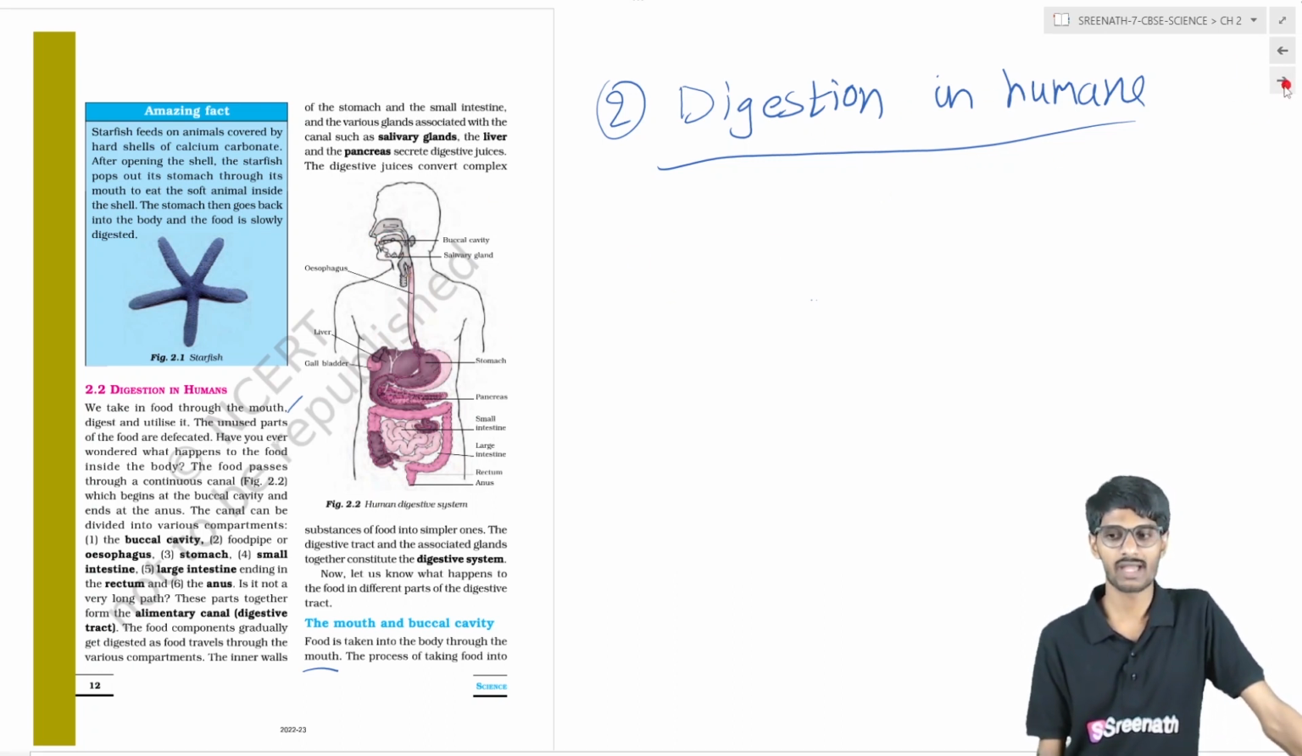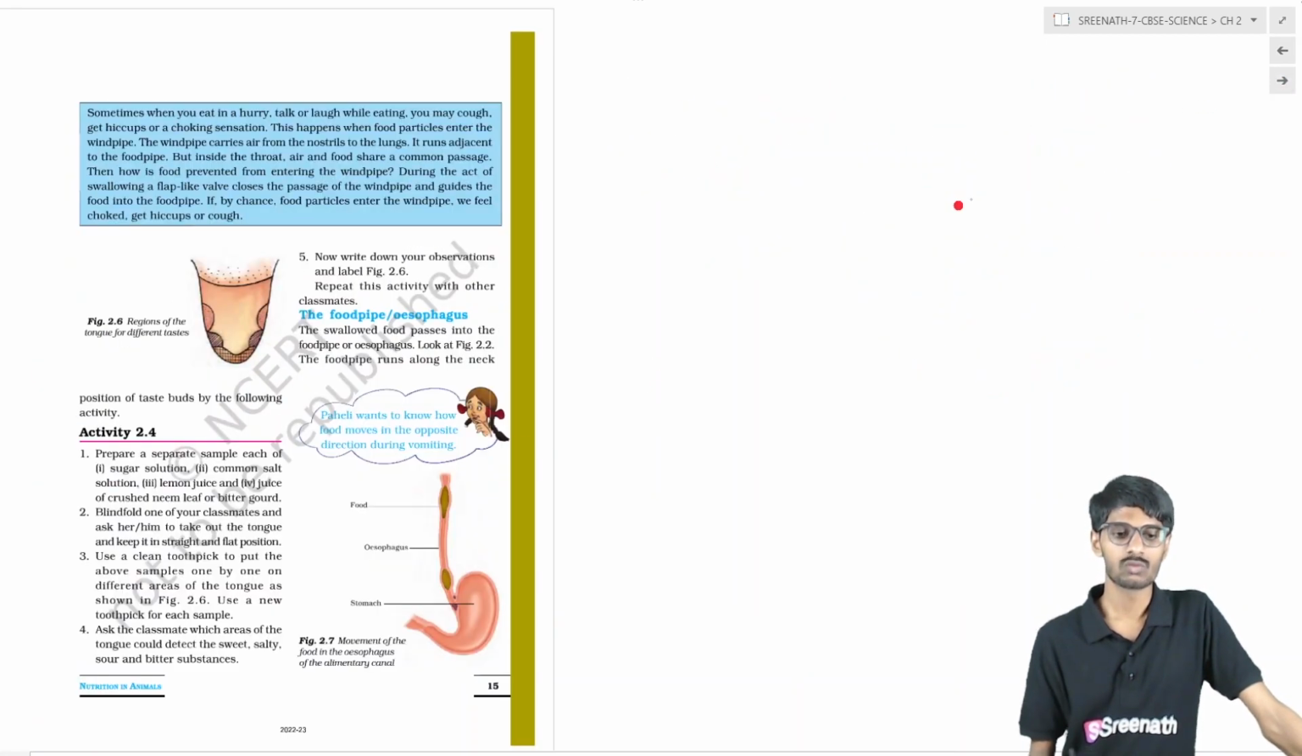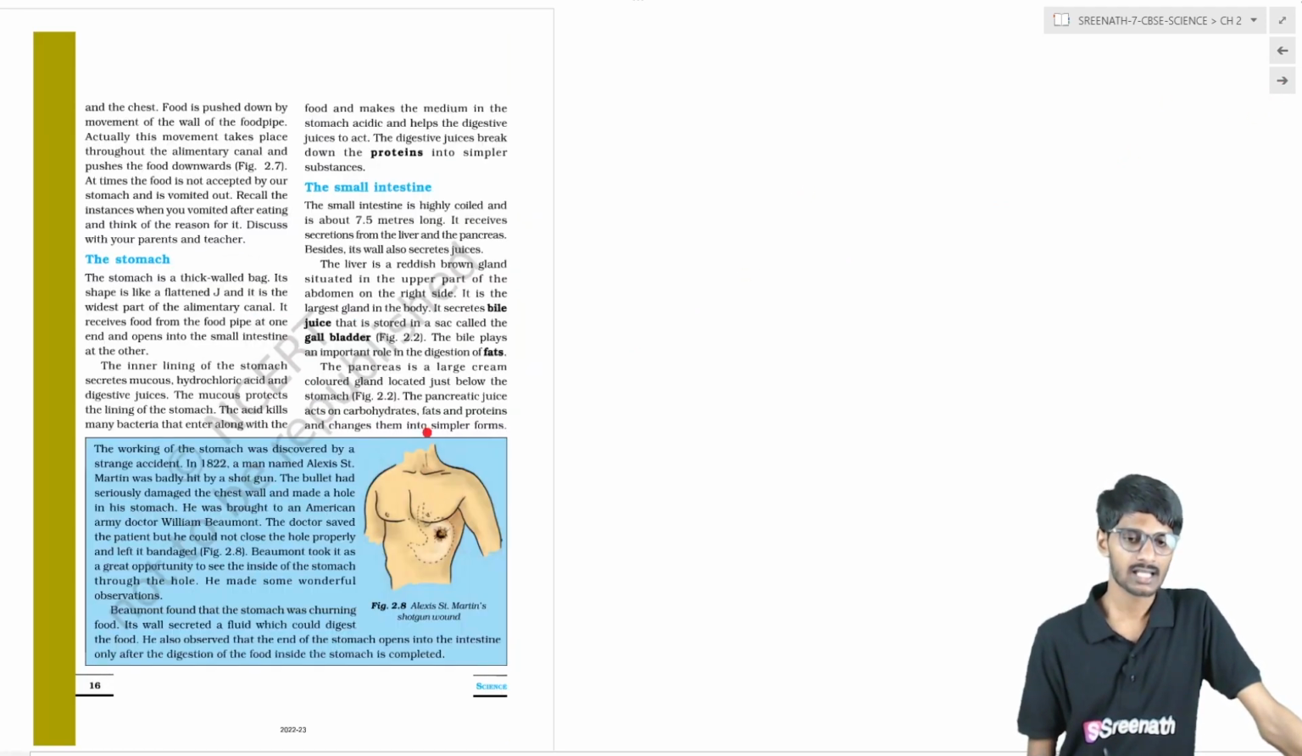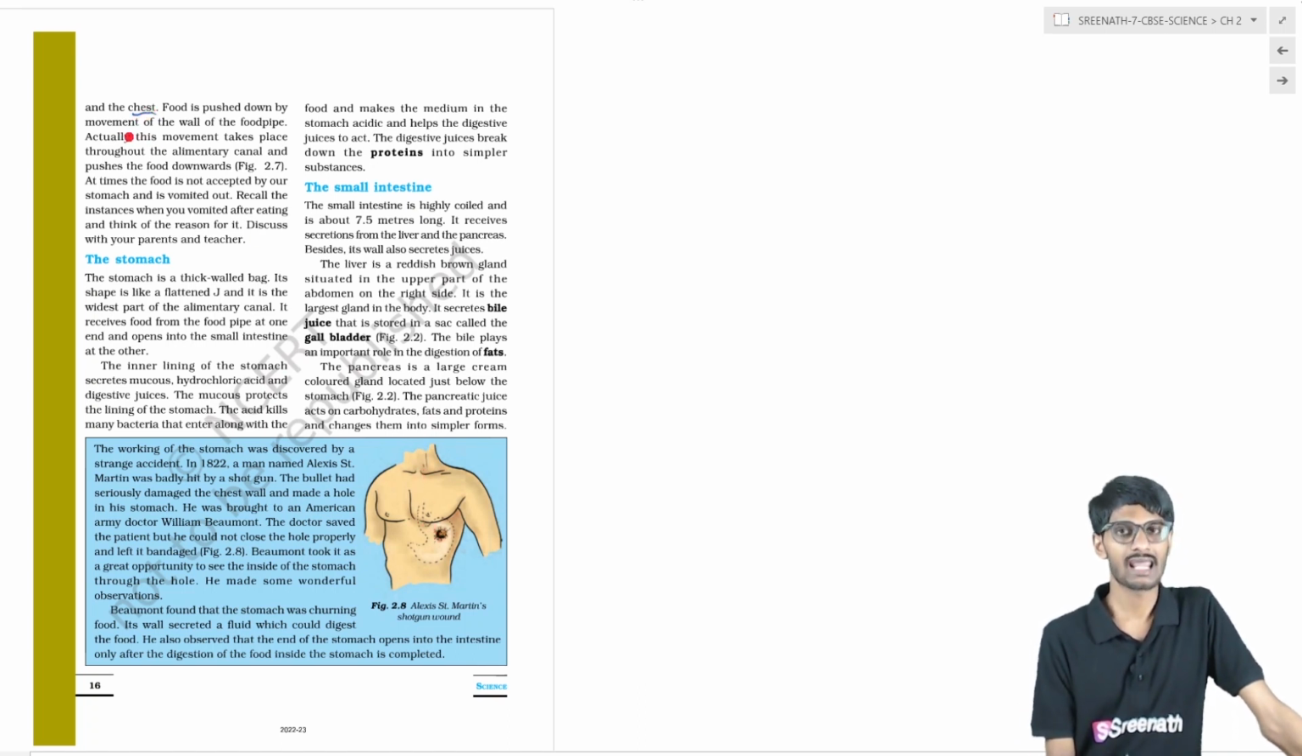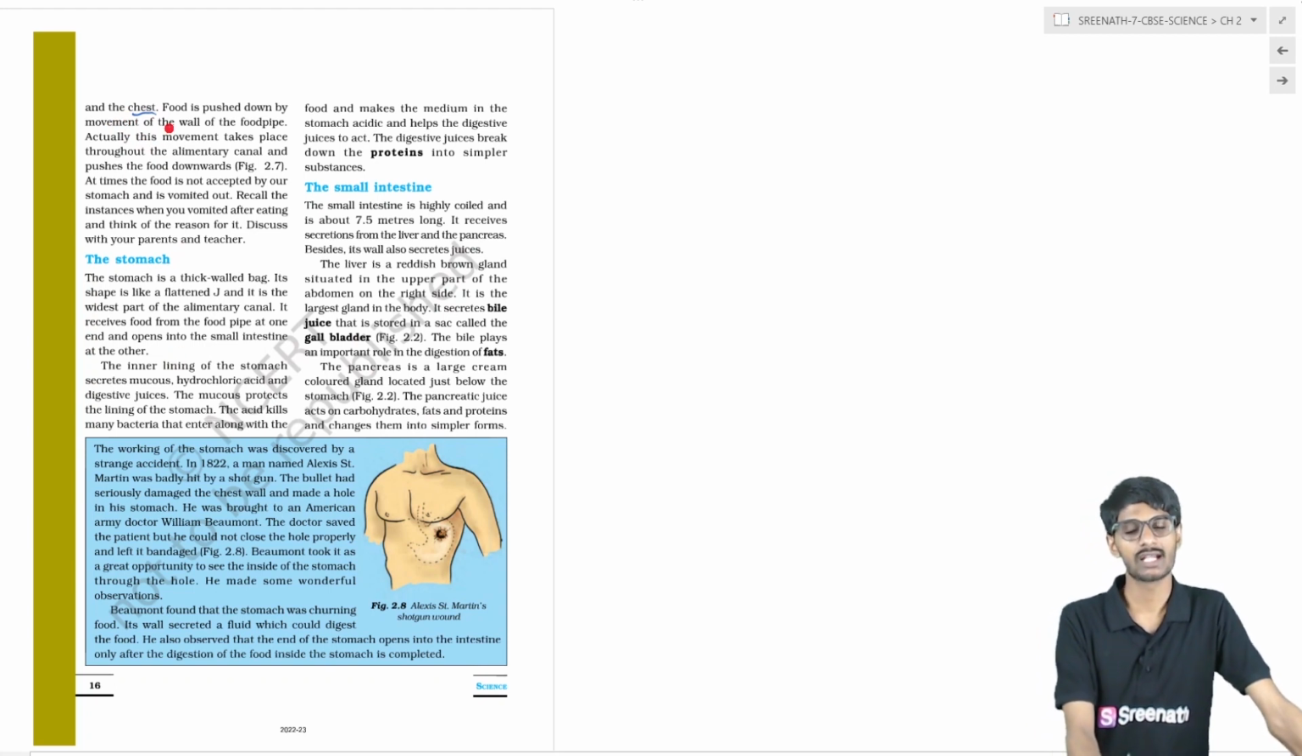It is the oesophagus, the food pipe. The swallowed food passes into the food pipe or oesophagus. After we swallow the food, after chewing it, it enters into the food pipe. Here is the food, it travels like that, and it reaches the stomach, students. This food pipe runs along the neck, behind the chest. So it travels through the neck and chest, and what happens?